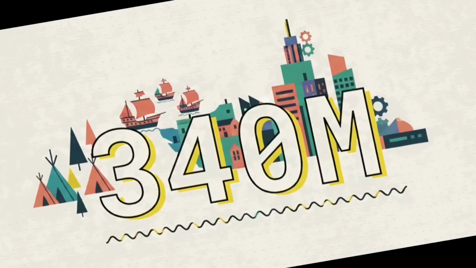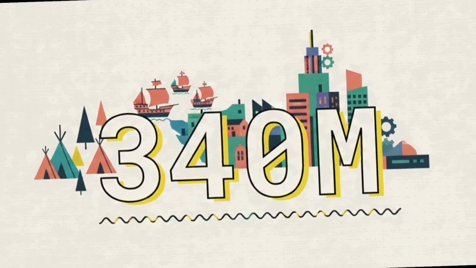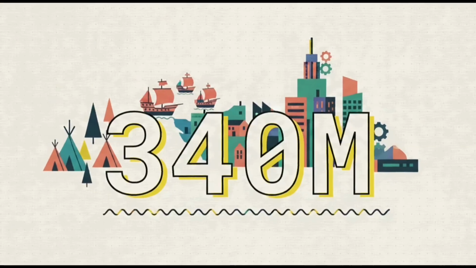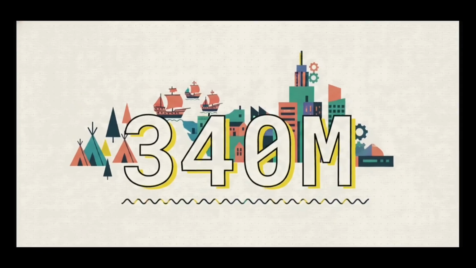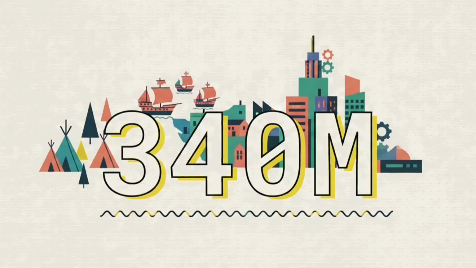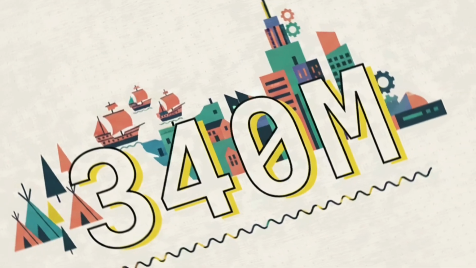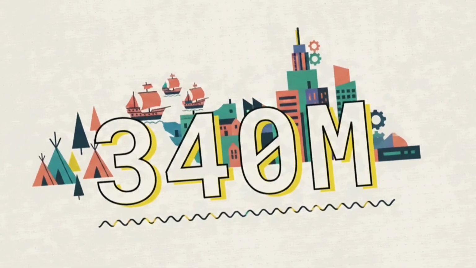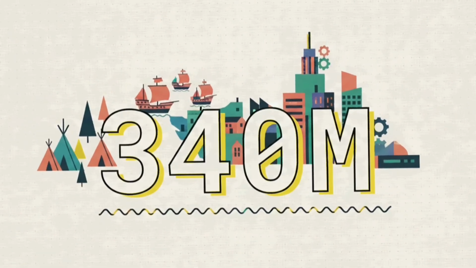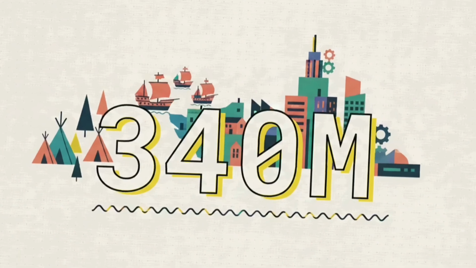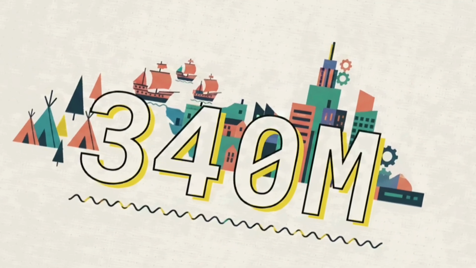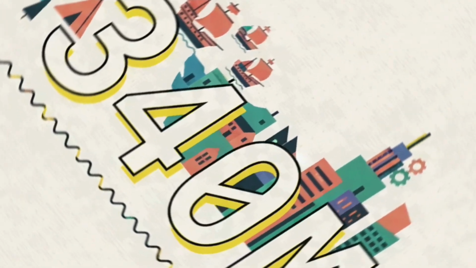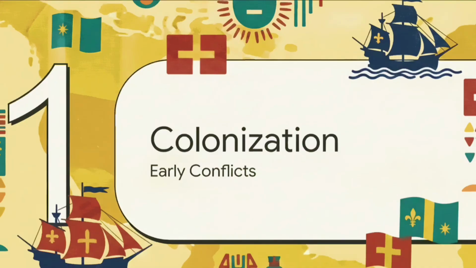To put things into perspective, today the U.S. population sits at a staggering 340 million people. That makes it the third largest in the entire world. But to really understand how we got here, going from a vast indigenous continent to a handful of colonies, and finally to this massive modern populace, we literally have to start at the very beginning of the timeline. Which brings us to Section 1, Colonization and Early Conflicts.